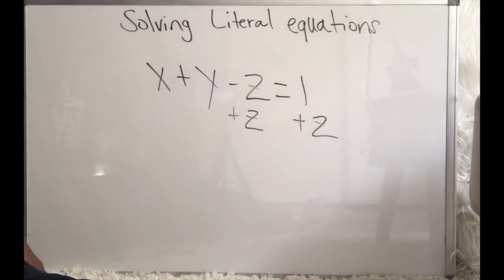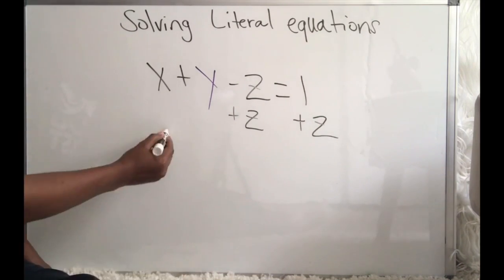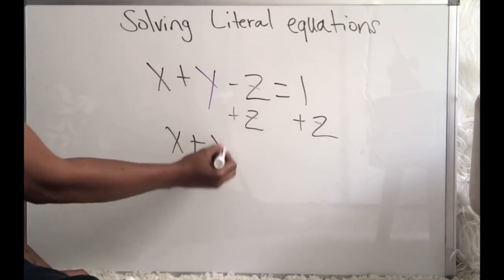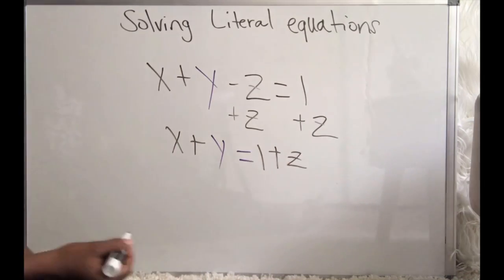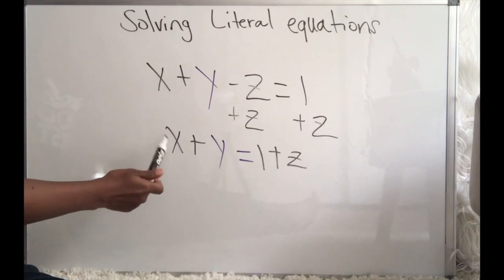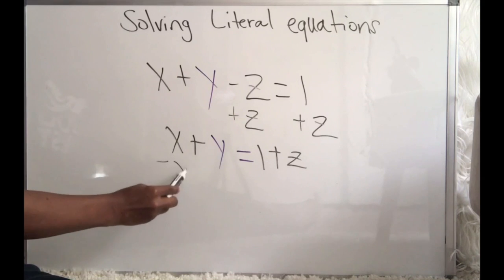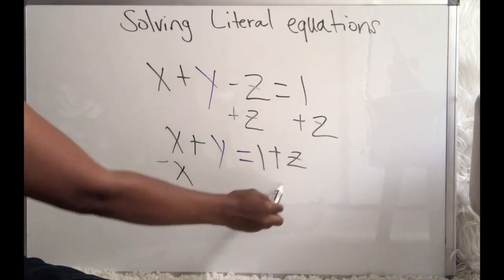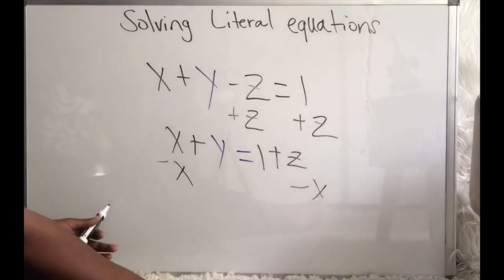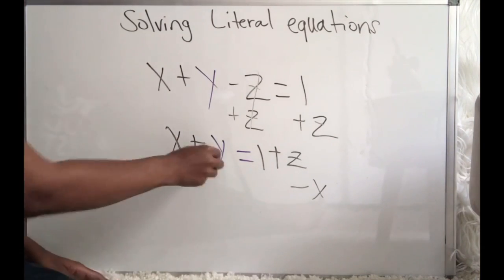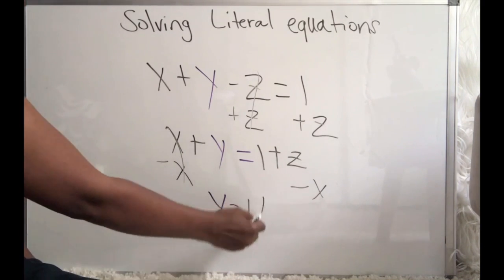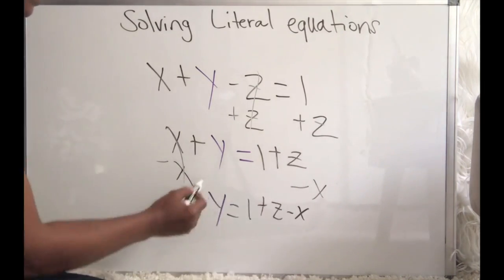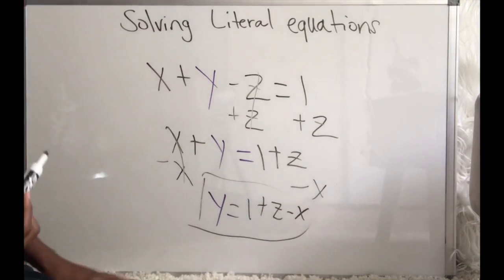All right, so I added my z on both sides. Now I'm left with x plus y equals 1 plus z. Since this is a positive x, I'm going to subtract x on both sides. And I'm left with y now, which is what I wanted to be left with. And I have y equals 1 plus z minus x. And that is my answer.